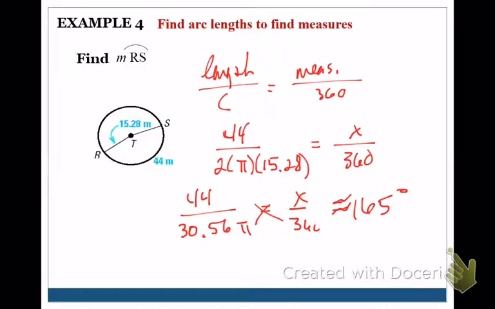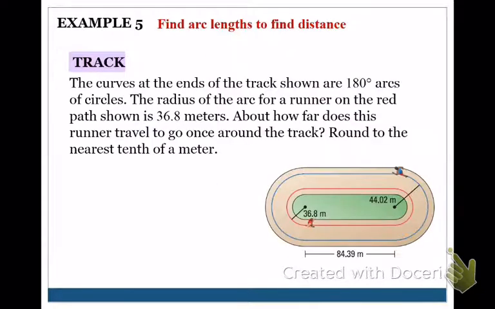Okay, so you should have come up with this. Again, start with the proportion: length over circumference equals measure over 360. The arc length is 44. The circumference is going to be 2 times pi times the radius, which is 15.28. That's going to be equal to the measure, which is x, the arc measure we don't know, compared to 360 degrees. And then it's just a matter of cross multiplying and solving for x, and you should get about 165 degrees. Okay? Hopefully, that's what you got.